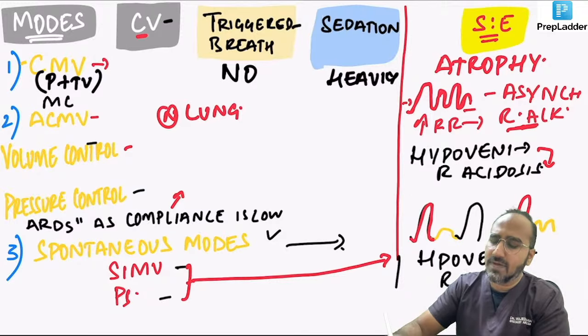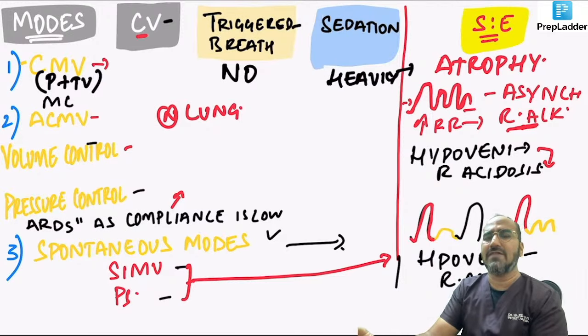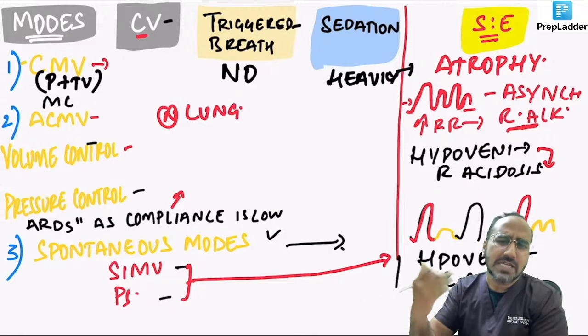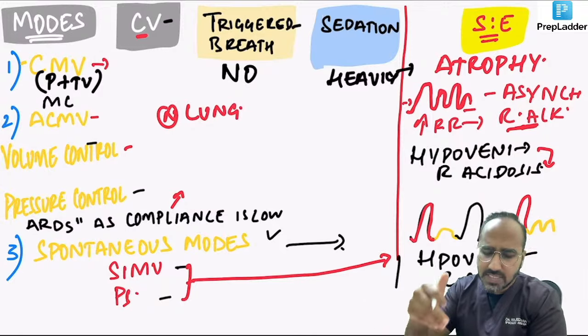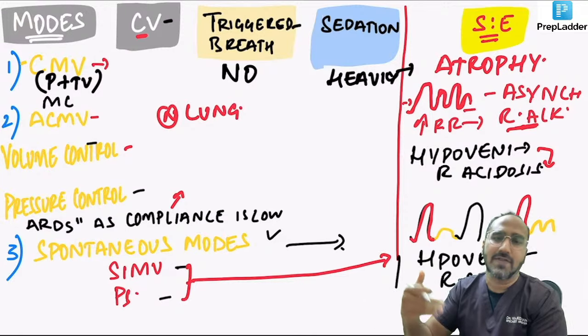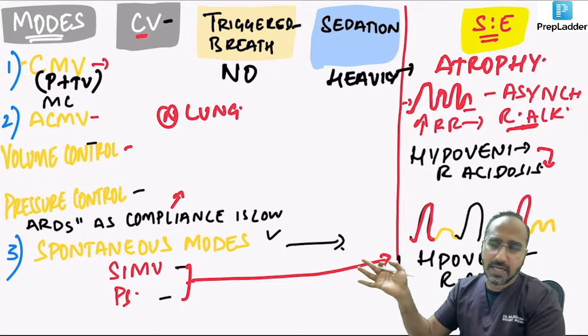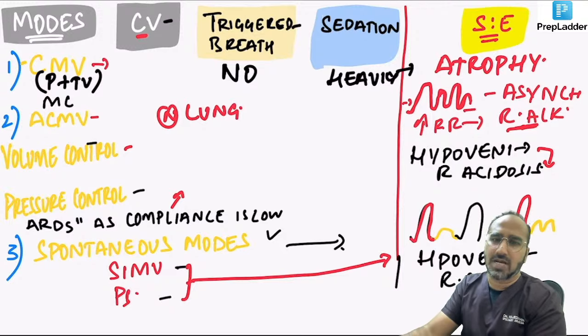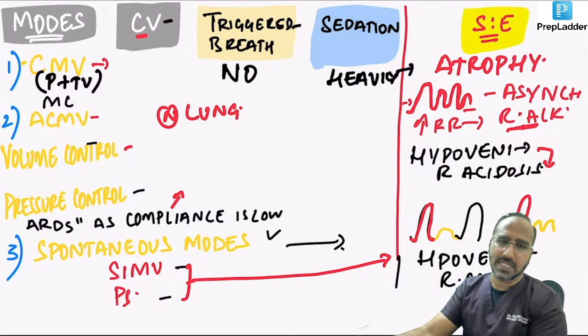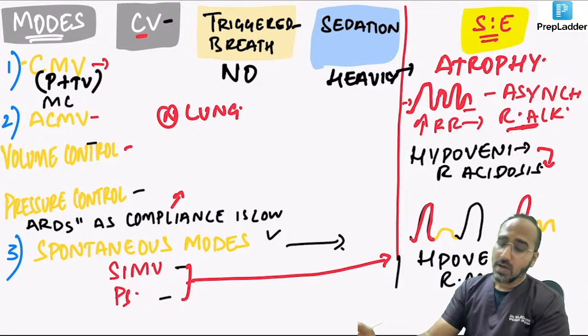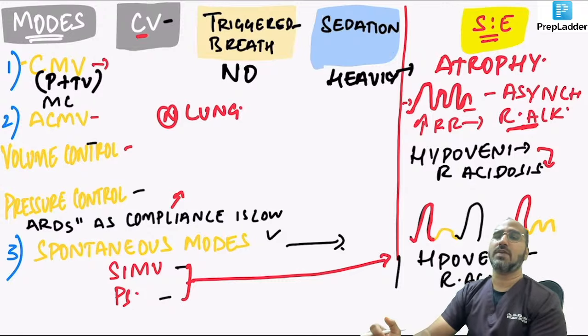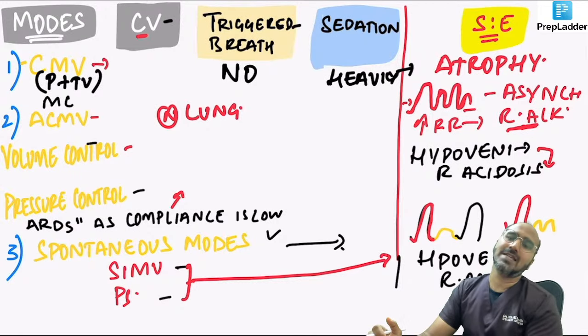And due to the CMV mode, what will happen, guys? The patient will develop muscle atrophy. Normally, this kind of mode is the initial mode of ventilator. Whenever the patient is coming after a cardiac arrest or a major road traffic accident, we go with CMV mode. Once the patient is improving on CMV mode, then we give a trial of ACMV.